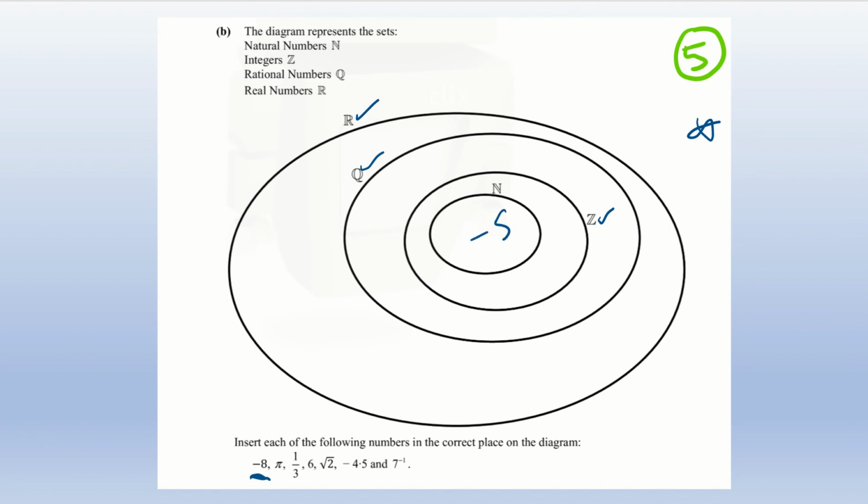If it is, we can put it straight in there and happy days. But if you see anything about minus 8 that makes you question whether it is a natural number, we cannot put it inside the innermost circle here. So you might have guessed it, minus 8 is not a natural number because it has a negative sign in front of it. However, it is an integer, so we're going to put the minus 8 in here. It is an integer, but it's not a natural number.